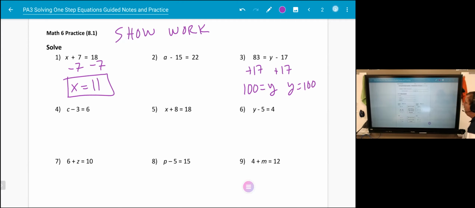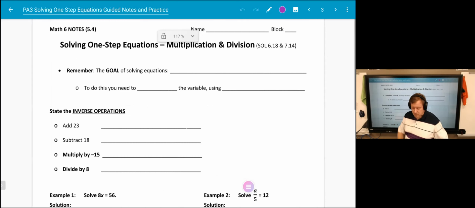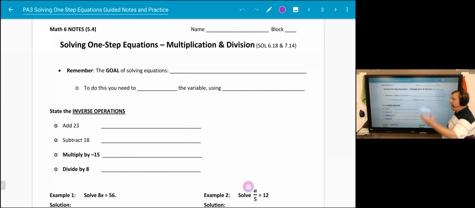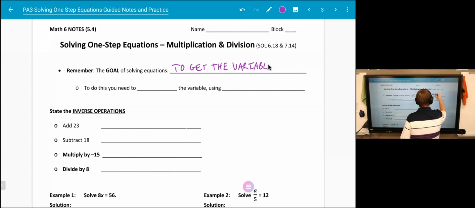So this is the big part we're trying to get to now. Okay? So go ahead and take a minute, do any of that practice you need to. And if you've done that practice, let's go ahead and get started again on multiplication and division. Remember the goal. The goal of solving these equations is to get the variable alone. That is the goal.